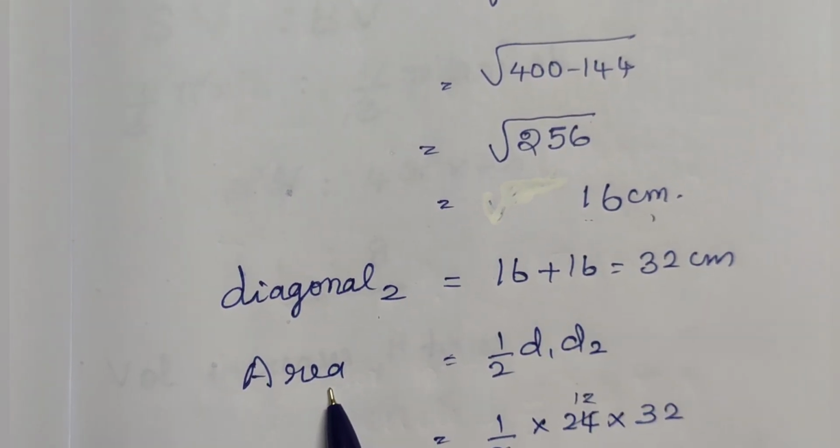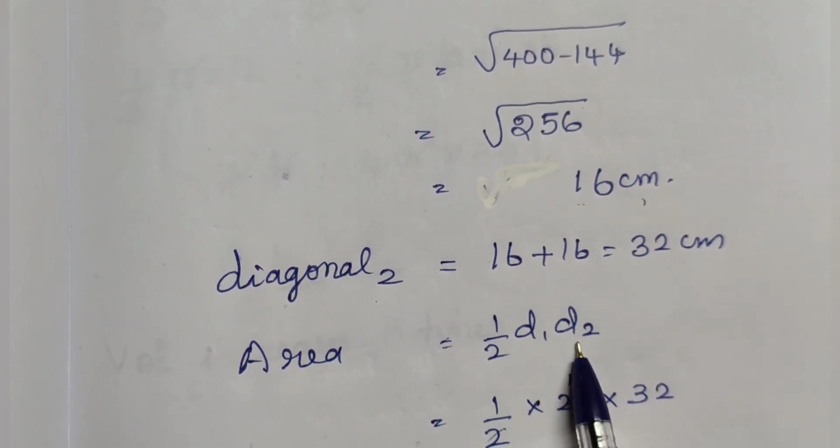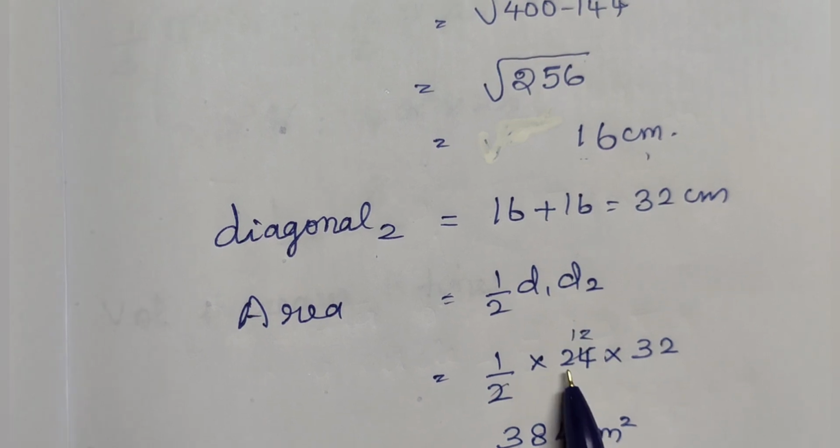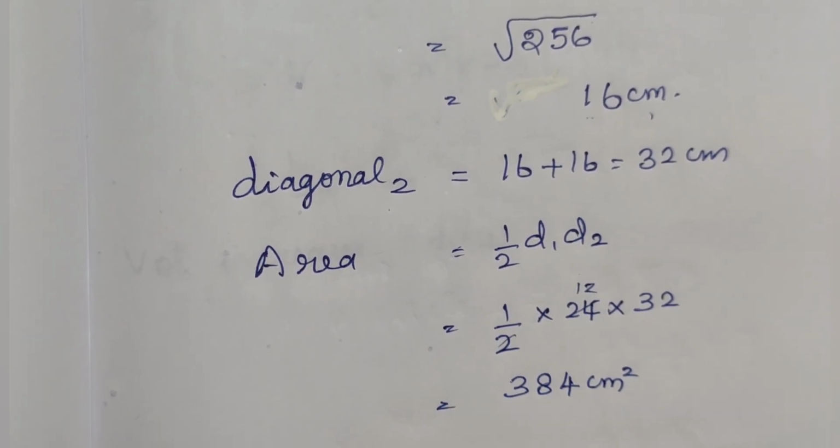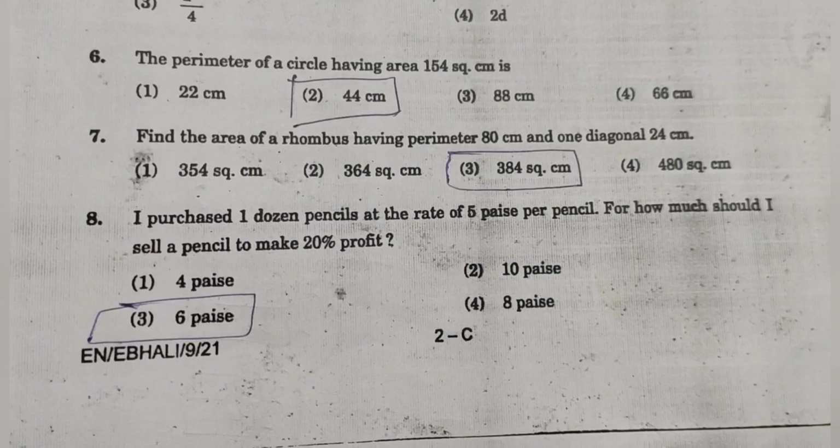So area of a rhombus is equal to half D1 D2, half into 24 into 32. Thus we get 384 centimeter square.